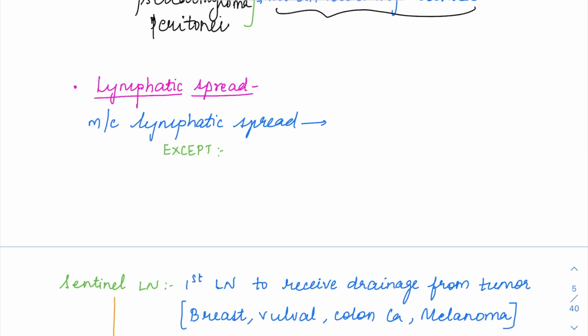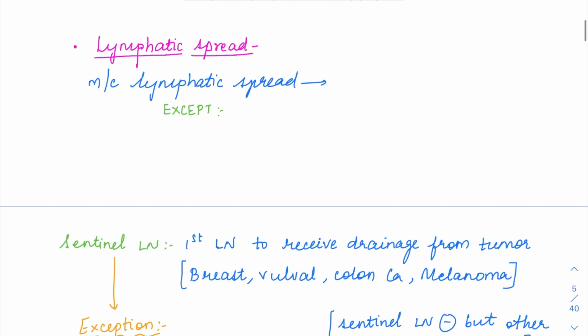So the tumor cells are going to invade the lymphatic channels, and then they are going to be drained into the lymph nodes. Usually the sentinel lymph node, which is the first lymph node in the drainage area, will be involved, and from there it goes into the other lymph nodes as well. Most commonly lymphatic spread is caused by carcinomas. So epithelial malignancies, carcinomas, take up this lymphatic spread for causing metastasis.